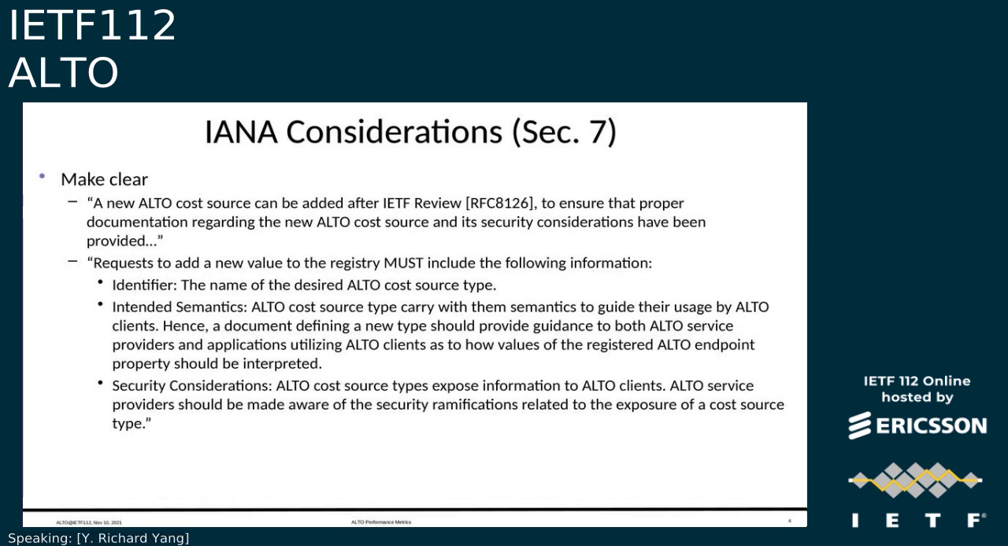This one is the IANA considerations, and we added all these paragraphs. In particular, we clarified from the review that for any new value or cost metric and profit metrics, you must include the three things: identifier, intended semantics, and security considerations, and that part is also addressed. We're pretty happy about that. Next one, please.